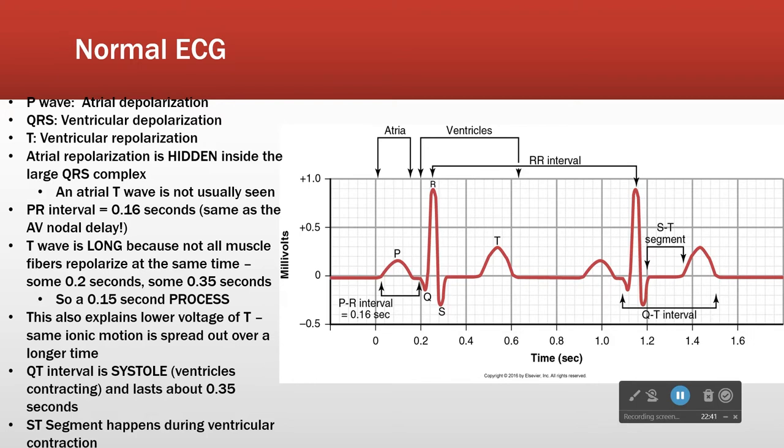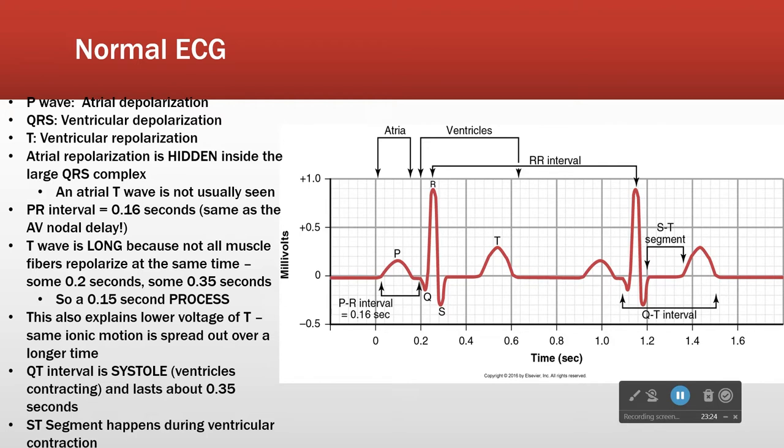Now, think about the anatomy you remember of the heart. Atria, very thin-walled, kind of pathetic chambers, right? Ventricles, big, beefy, thick-walled things. So it means that the signal from the atria just gets squashed inside the signal of the ventricles because the ventricles are so much bigger. So we don't see a wave for atrial repolarization. It's actually hidden inside there. Another way of putting that is an atrial T wave, because remember the T wave is repolarization of the ventricles. Where is the atrial T wave? We don't see it. It's buried inside the QRS.